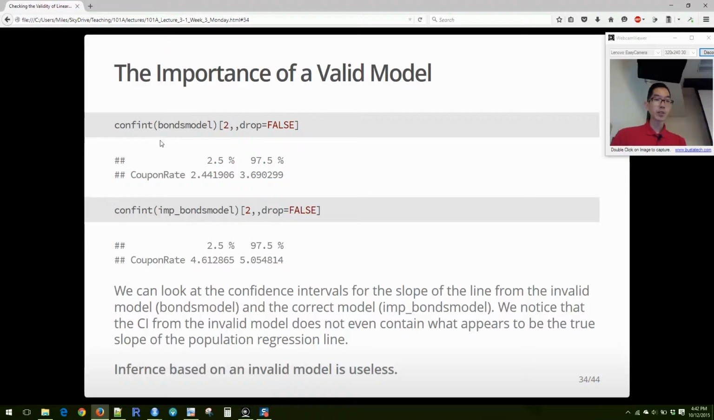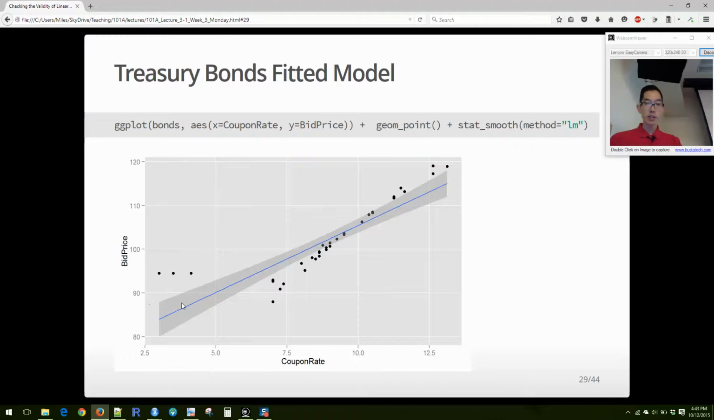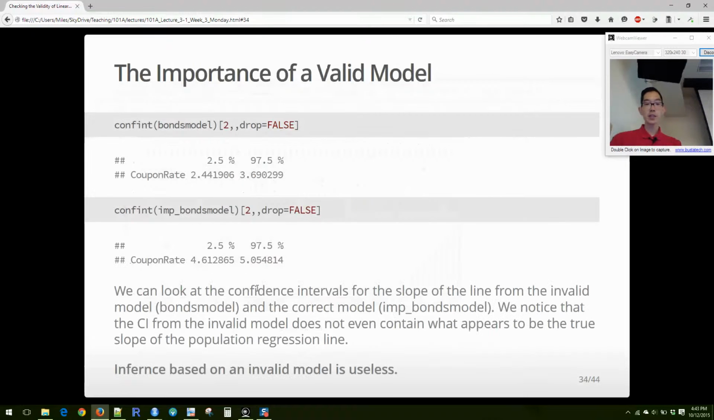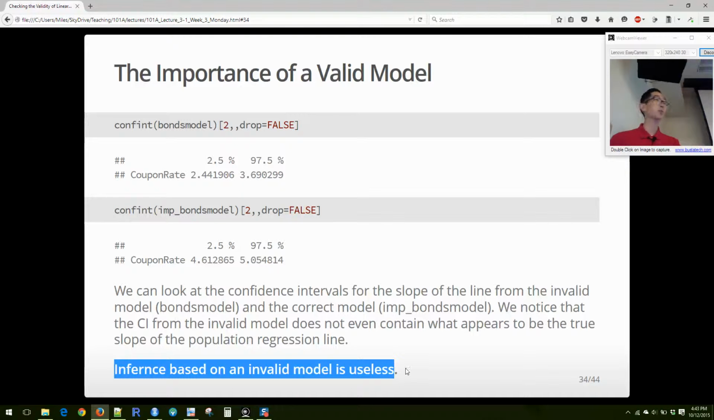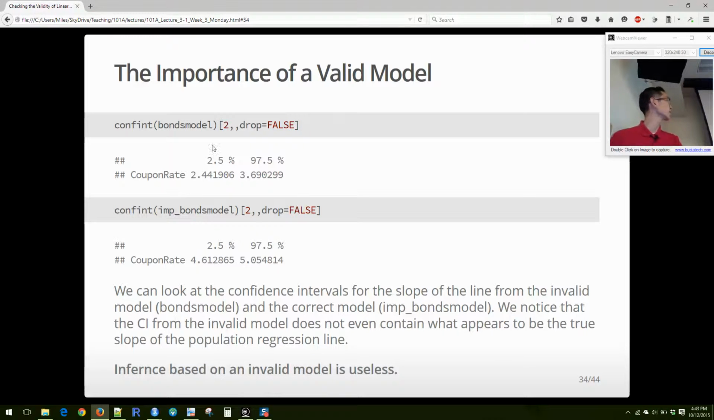If we create a confidence interval for the slope, this is the one with all the data points, and this is for the improved model where we've dropped those three points. What we notice is that the confidence interval from the full data doesn't even contain what seems to be the correct slope. So again, this emphasizes the key point that inference based on an invalid model is useless. If you didn't try to fix your model and just said this is good enough, any inference that you do here is going to be useless. You would have the wrong value for the slope, and your conclusions would be no good.